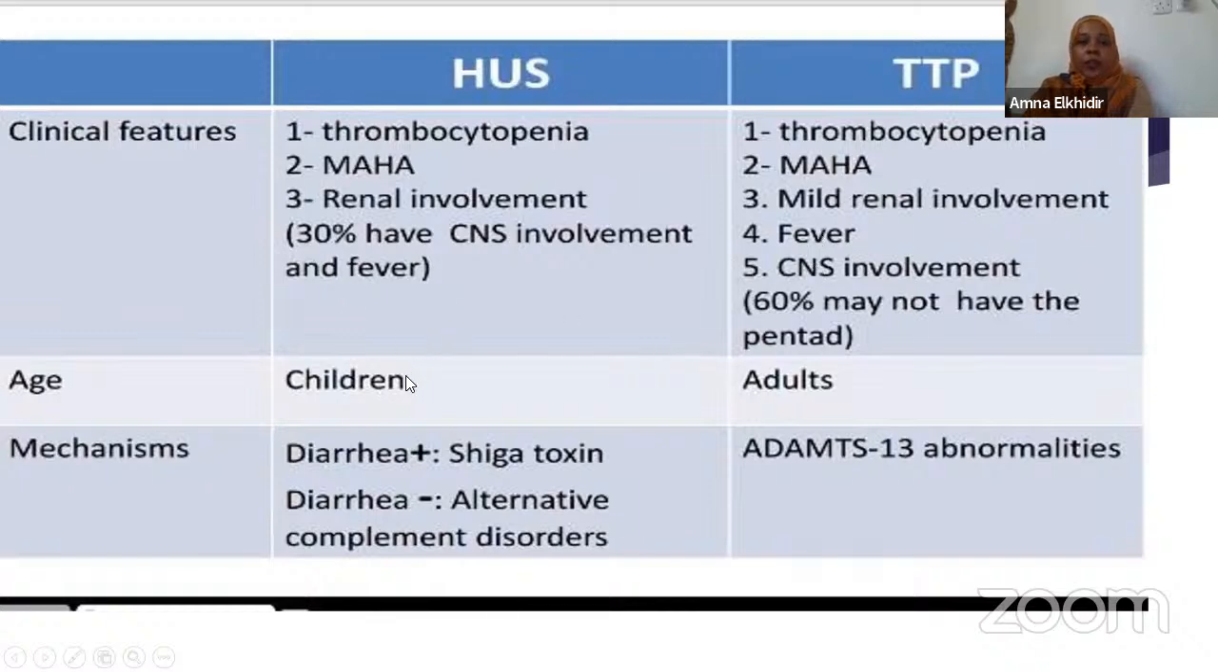Hemolytic uremic syndrome occurs in children, and it's caused by Shiga toxins, or it can be caused by complement disorders. The thrombotic thrombocytopenic purpura is commonly in adults and associated with ADAMTS13 abnormalities.